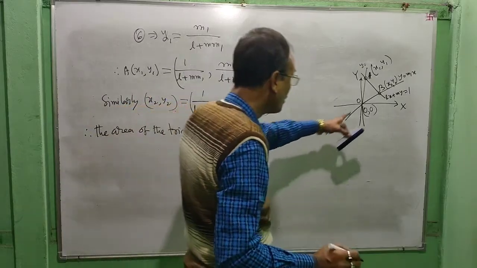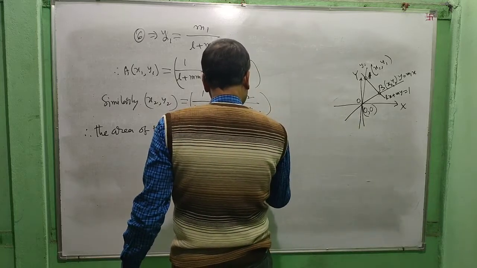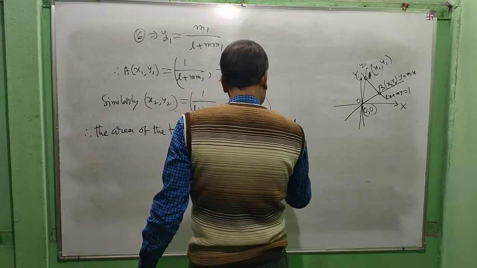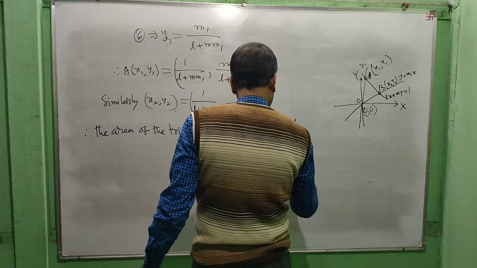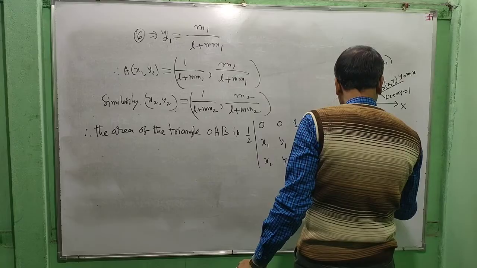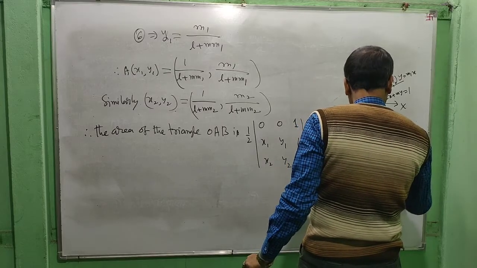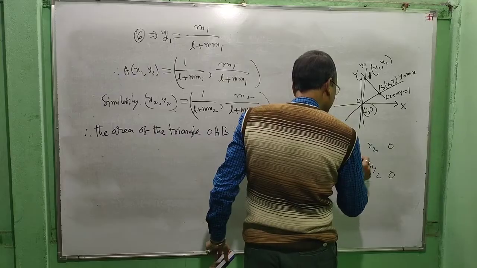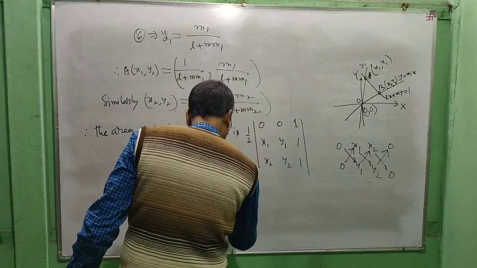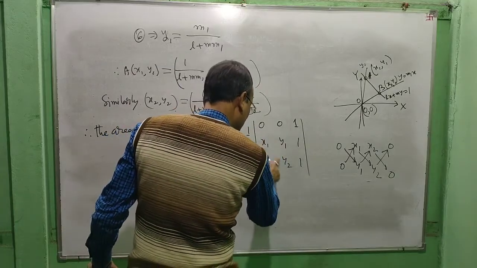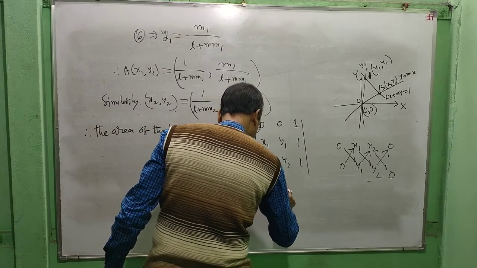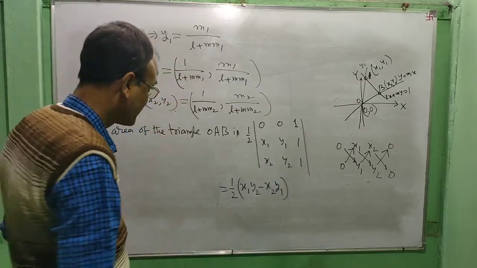is half into the determinant 0, 0, 1, x1, y1, 1, x2, y2, 1. Or you may write it this way also: x1, y1, x2, y2, 0, 0. This into this minus this into this, three times. What is the area? You will get x1 y2 minus x2 y1. This is the area of the triangle.